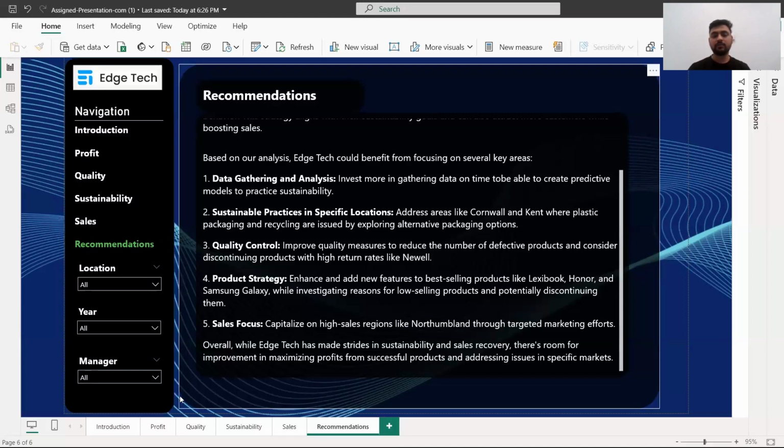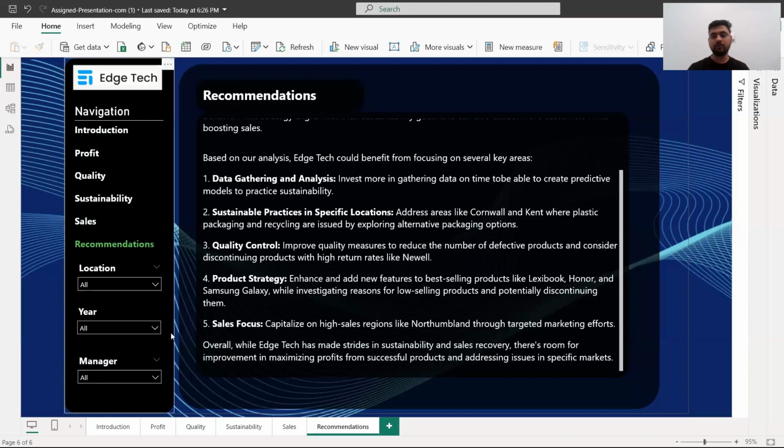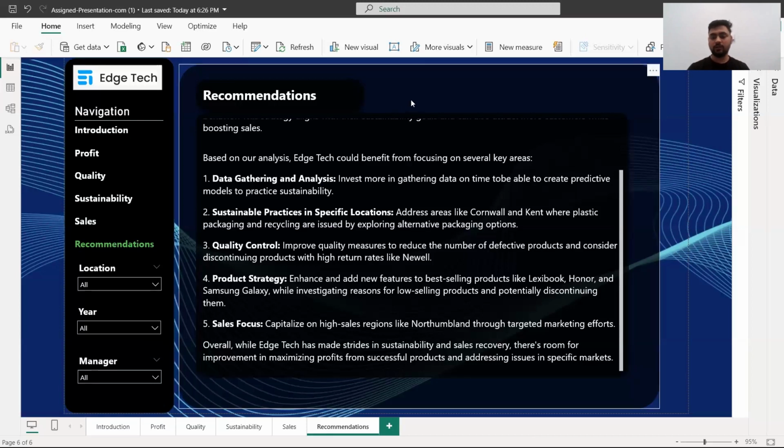For product strategy, enhance and add new features to best-selling products like Lexibook, Honor and Samsung Galaxy, while investigating the reason for low-selling products and potentially discontinuing them. For sales, capitalize on high sales in regions like Northampton through targeted marketing efforts. Thank you, everyone. That will be all.